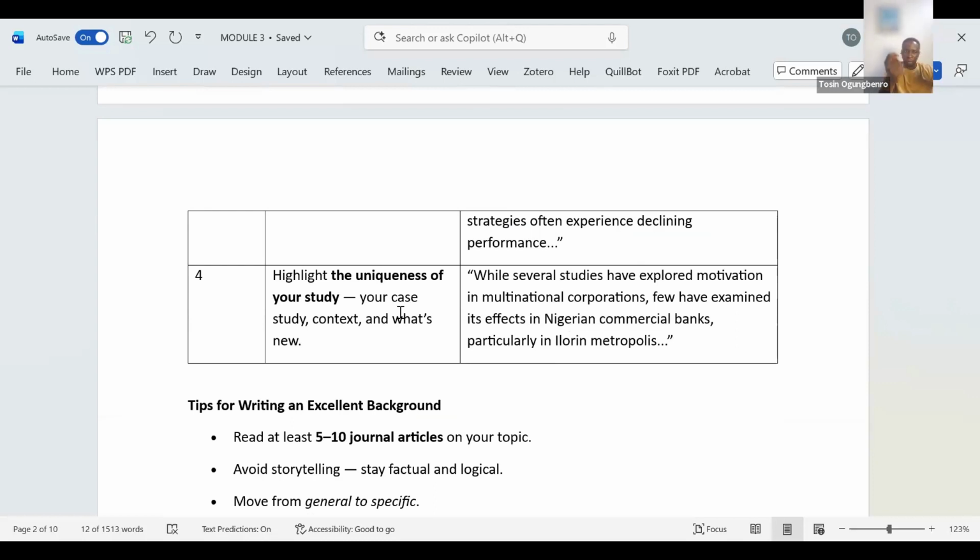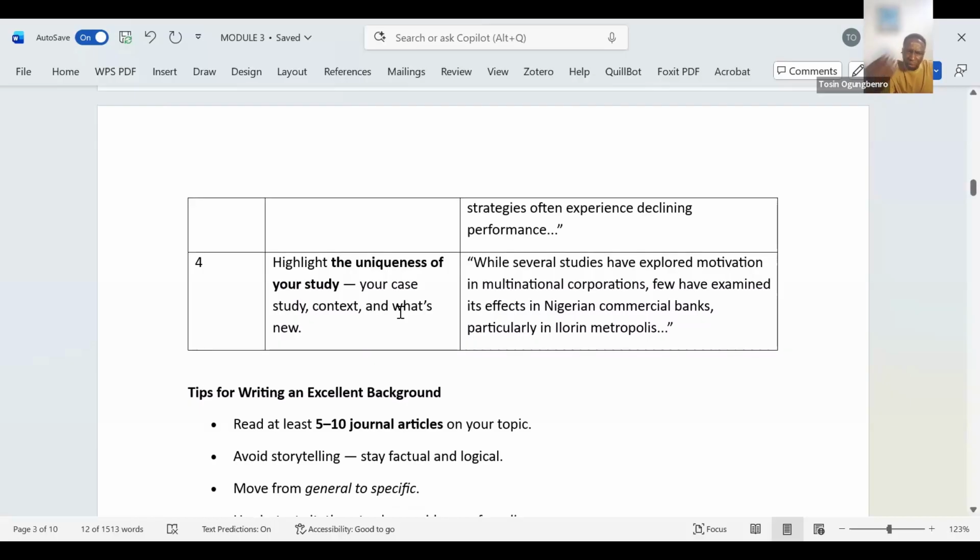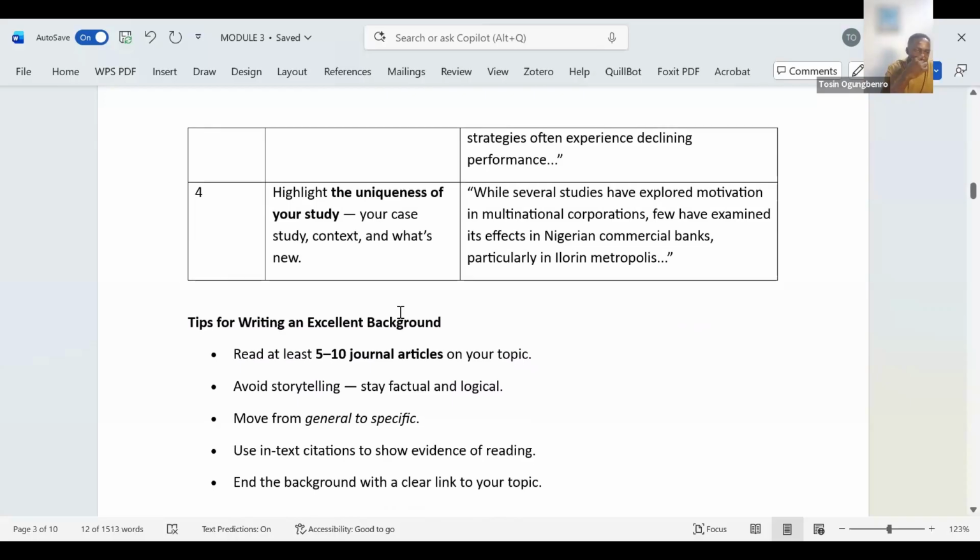So in this first one, you touch on some gaps, and gap is you talking about why your study matters in the scheme of things, why what your study is talking about that other people might have ignored. So that is more like an overview of your background to study. So I said tips for writing an excellent background to study. Read at least 5 to 10 journals on your topic.